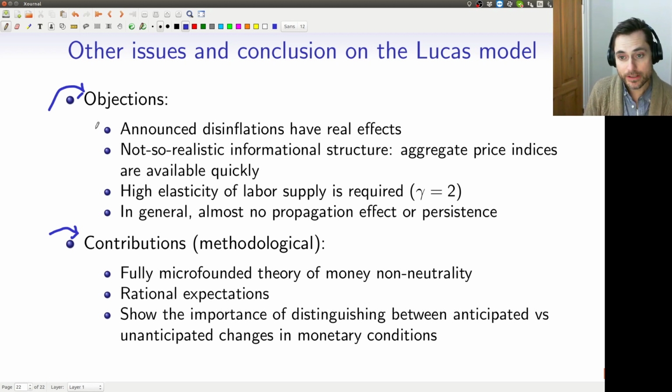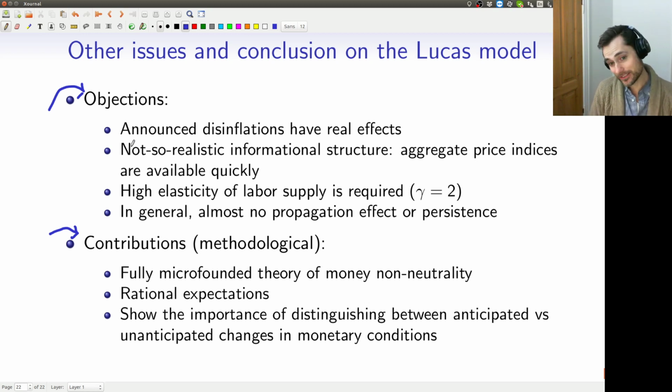What are the objections? Well, it turns out that announced disinflations have real effects. So if the central bank says, hey, tomorrow we're going to print money, when they actually print money, that can have a real effect anyway. I don't actually think that's so much of an objection. I think that usually when the Federal Reserve makes an announcement, it's the surprise in the announcement that has an effect. And when they actually do change the interest rate, it's the surprise in that change that has the effect. So I'm not sure how strong that objection is.